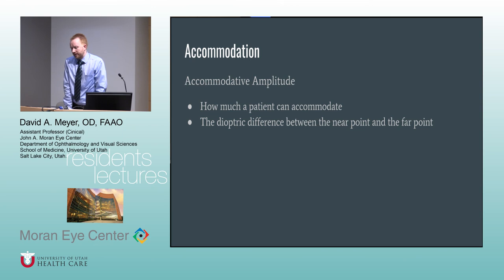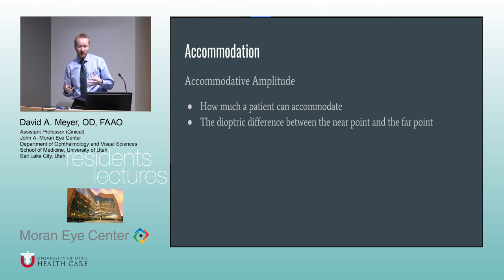You can do a few other things. For example, say a patient doesn't converge very much with every diopter of accommodation. In that case, you can over-minus a little bit to force them to accommodate a little more, to push convergence.